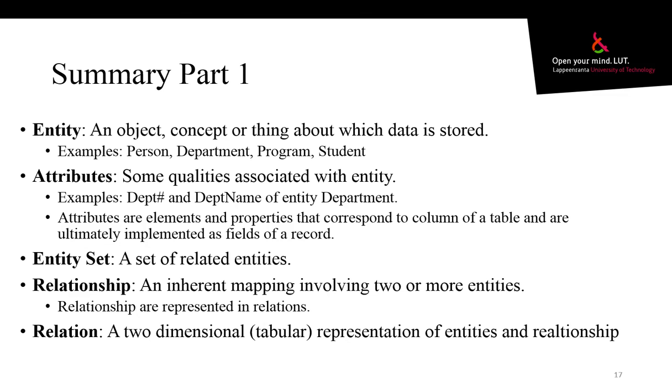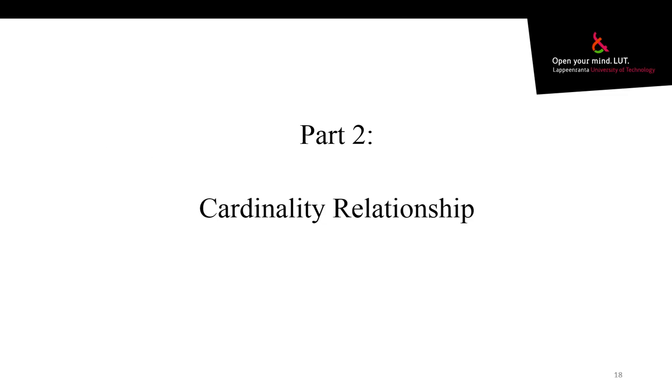So in summary, for this part one, we spoke about entity as an object, such as a person, a department, a student; attributes, which are qualities associated with an entity; entity set, which is a set of related entities; relationship, which is the mapping of two or more entities together; and relation, which is the representation of entities and their relationship. So this is part one. In the next part, part two, we will speak more about cardinality of relationships, basically talking about one-to-one relationships. We'll speak in more detail about this in part two.